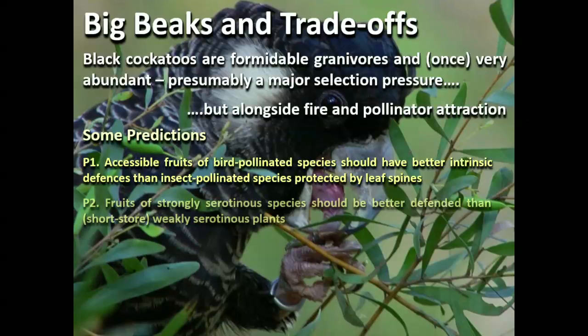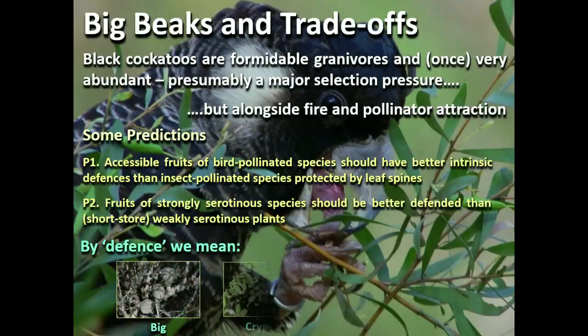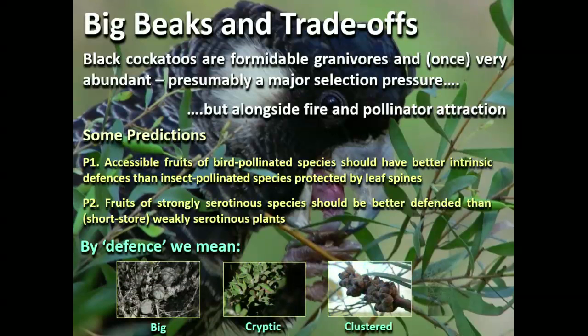While flocks of black cockatoos are much reduced compared with 200 years ago, pre-European settlement in Australia, you still see flocks of 200 or 300 or 400 birds flying around together, and when they've passed through an area, there is nothing but devastation left behind. So presumably they have over evolutionary time been a major selection pressure. They continue to be very important in that environment, alongside the pressures of defending your seeds against fire and also the need to attract different pollinators.